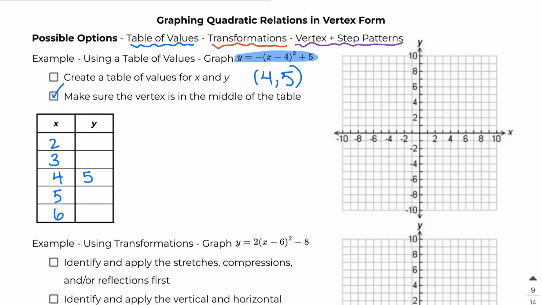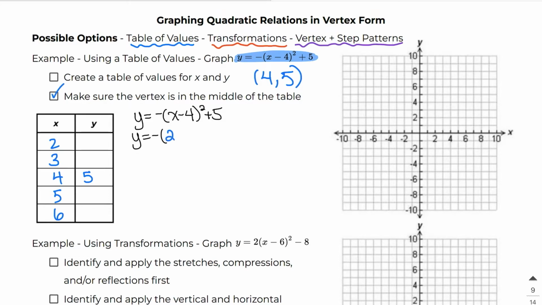Then I'm going to plug in my information into the equation. So y equals negative (x minus 4) squared plus 5, okay? So every time I see an x, the first time right here, I'm going to replace it with a 2.